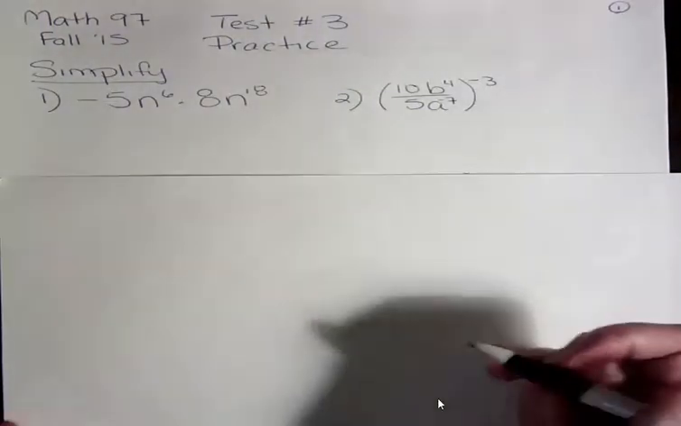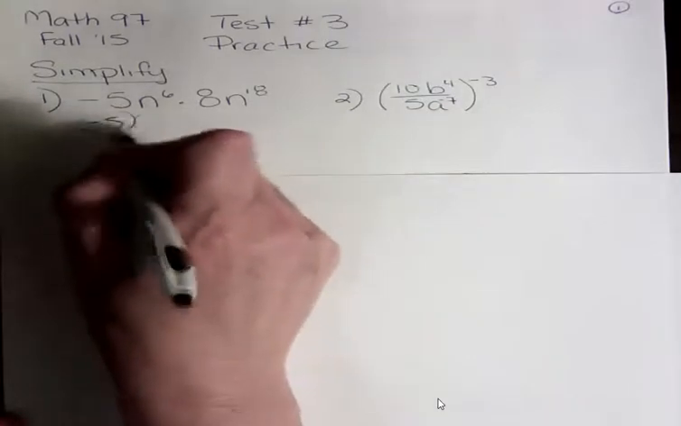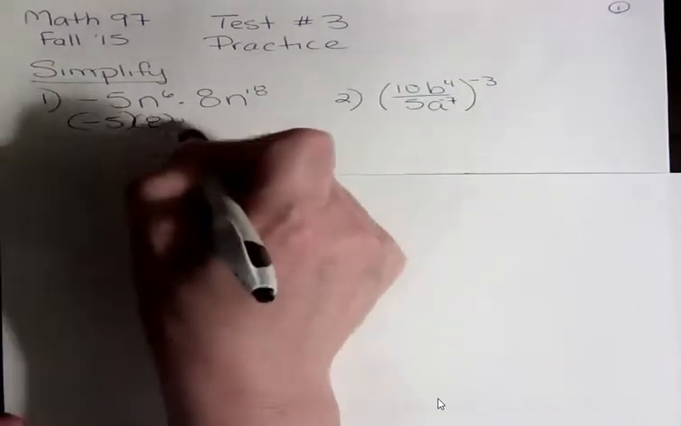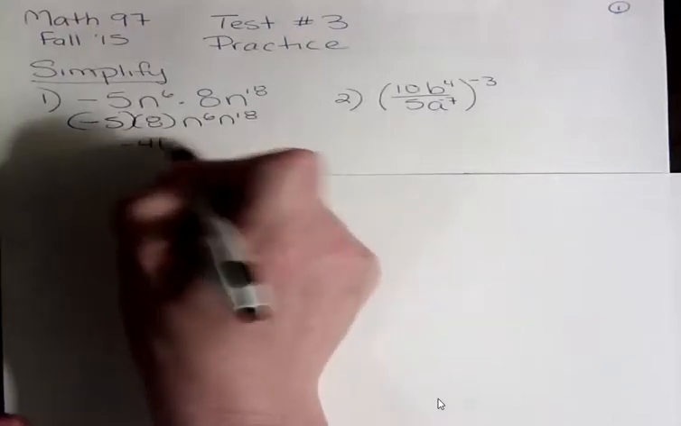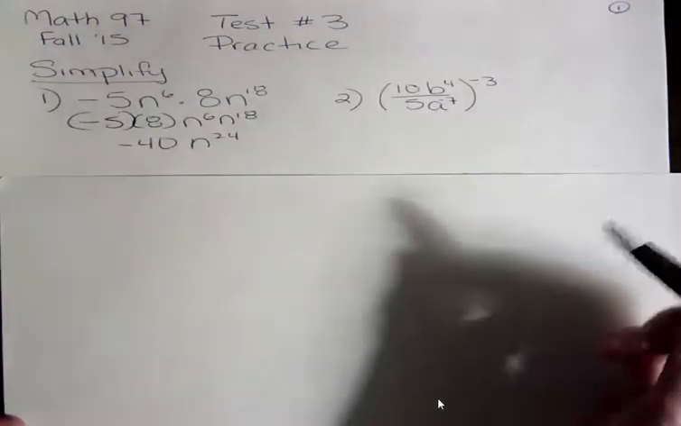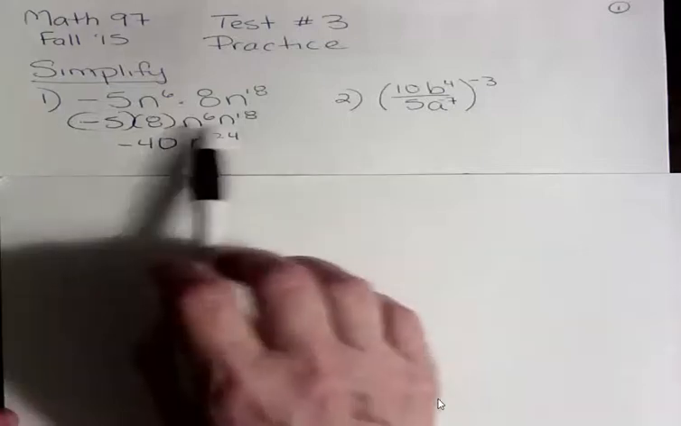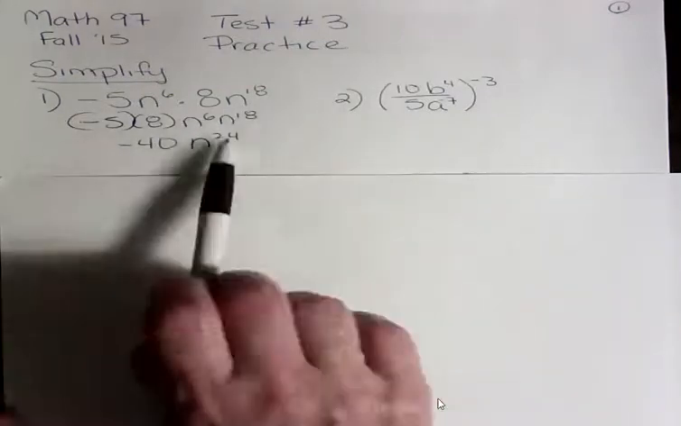For something like this, you're just multiplying. You want to multiply the coefficients, and then when you have the same base, you add the exponents. So that's negative 40 to the 24th power. Remember, you never leave a problem with the same base showing up in two places. So we need to combine those. 8 plus 6 is how I get 24.